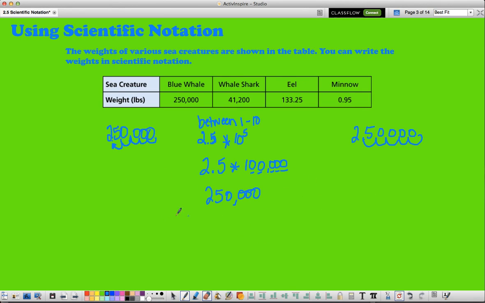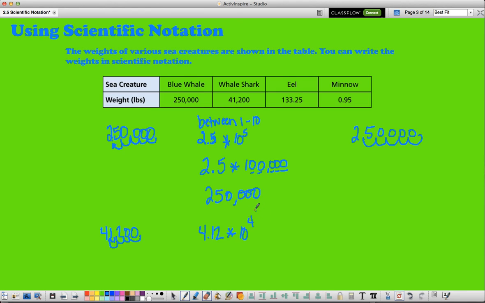So this is just a general explanation of what's going on. Basically, I need to move my decimal to make a number that's between 1 and 10. Then I have to figure out how many times I moved it, and that becomes my exponent on my base of 10. So let's look at the whale shark. The whale shark is 41,200 pounds. I move my decimal 1, 2, 3, 4 places, and it becomes 4 and 12 hundredths, because I can get rid of any of the zeros as long as they're at the end, times my base, which is always 10, to the 4th power, since I moved it 1, 2, 3, 4 spaces.